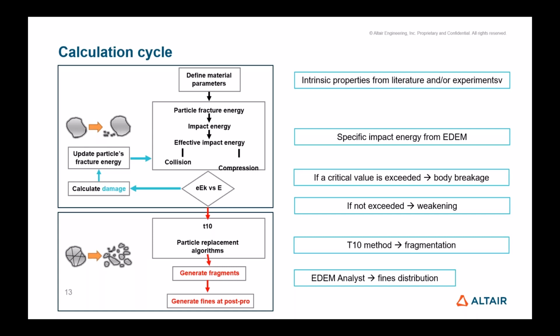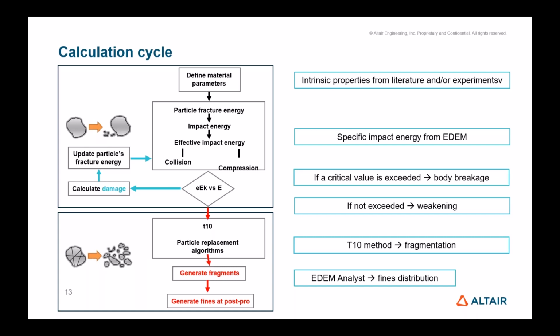So the calculation cycle, or in other words, what happens when we run a simulation with the Tavares model inside EDEM? Well, the first thing that we need to do is to populate the model with the parameters that belong to the material of interest. We're going to talk about this shortly. But then after you have defined your parameters and you start running your model, EDEM takes care of calculating the contacts and the impacts that happen between particles and the surrounding equipment. From these impacts, we derive an impact energy that's arising from this collision. And this impact energy is then measured against the resistance energy that every particle has.